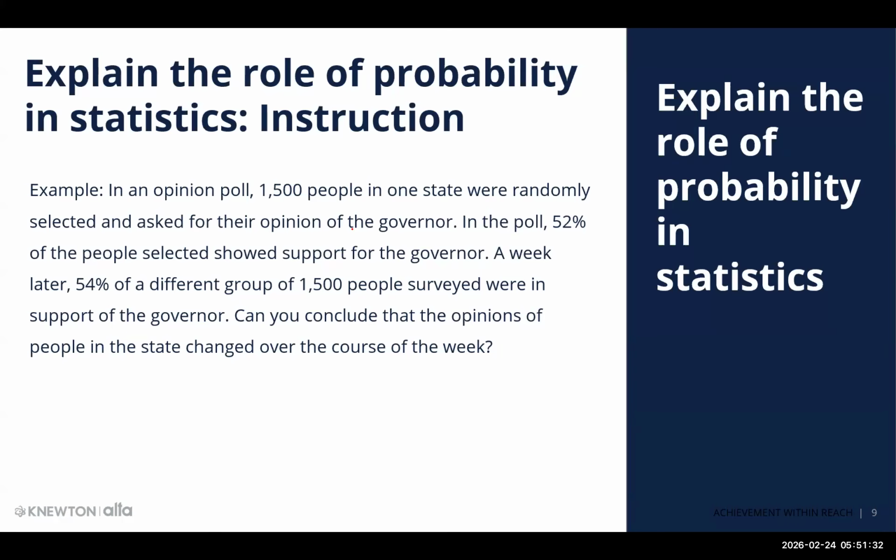Let's look at this example. In an opinion poll, 1,500 people in one state were randomly selected and asked for their opinion of the governor. In the poll, 52% of people selected showed support for the governor. A week later, 54% of a different group surveyed were in support of the governor. Can you conclude that the opinions of the people in the state changed over the course of the week?